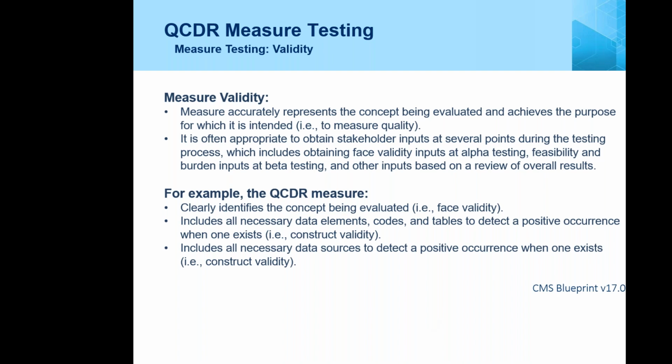So measure validity. This determines whether the measure accurately represents the concept being evaluated, and does it achieve the purpose for which it is intended? Does it actually measure the quality action? It's often appropriate to obtain stakeholder input at several points during the testing process, which also includes face validity inputs at alpha testing, feasibility and burden inputs at beta testing, and other inputs based on a review of overall results. For example, we want the QCDR measure to clearly identify the concept being evaluated, for example, face validity. And then we want construct validity, which means that all necessary data sources or data elements, codes, tables, etc., to detect a positive occurrence when one exists.